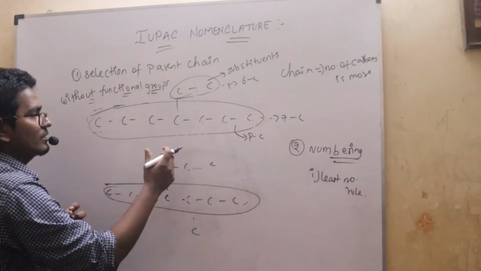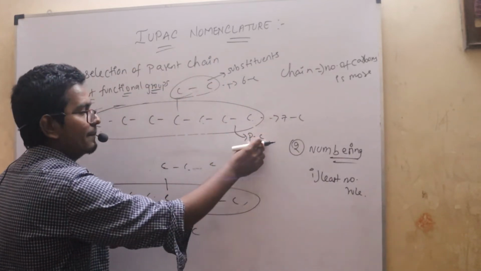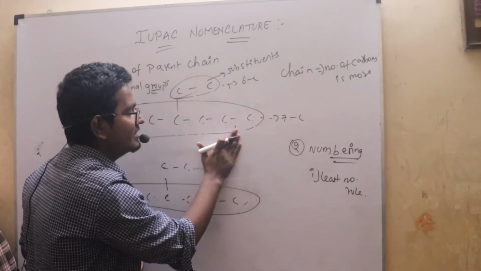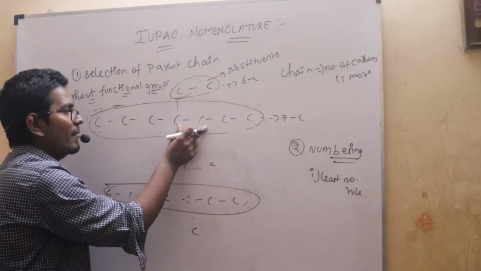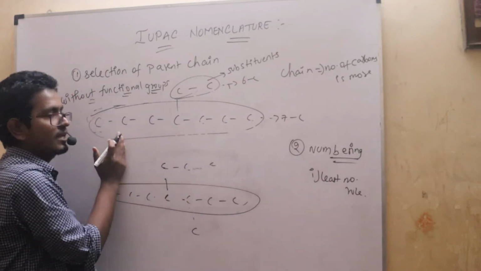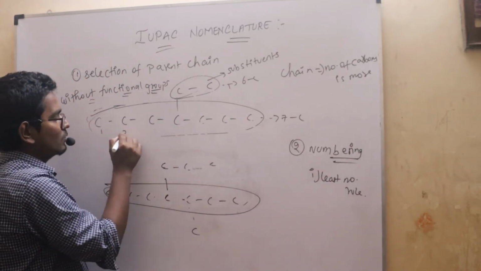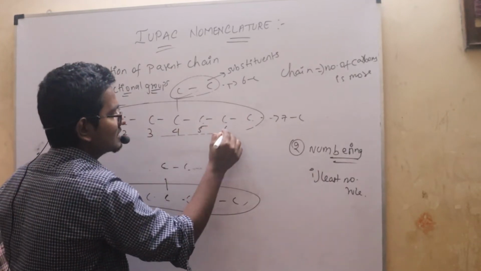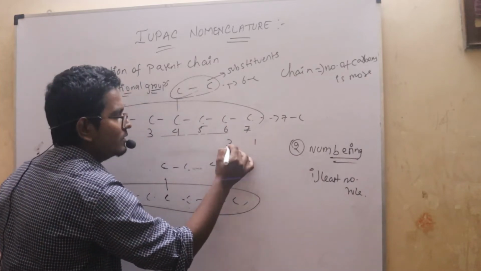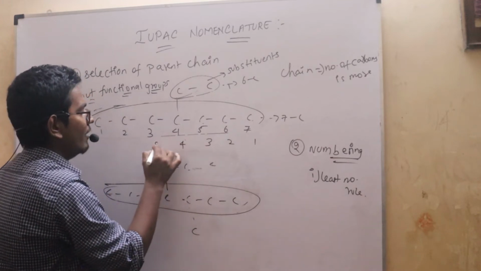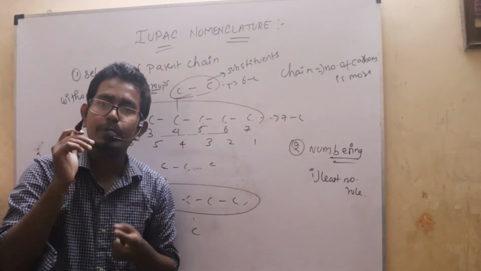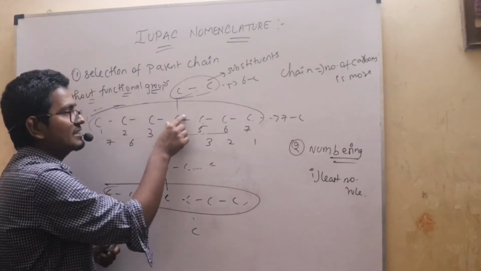For example, you can see here, I am going to give the numbering to my parent chain. We should give the numbering only to the parent chain. I can give the numbering from this side and also from this side. From this side 1, 2, 3, 4, 5, 6, 7. 7 carbon atoms are present. From this side too 1, 2, 3, 4, 5, 6, 7. So you can see where my substituent is present. My substituent is present at this carbon.